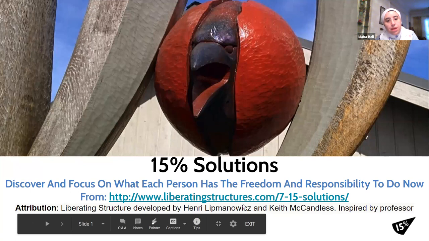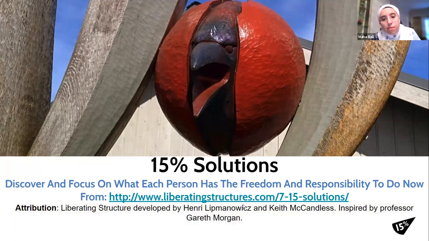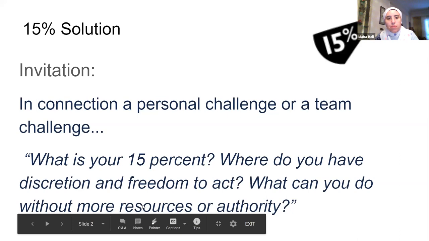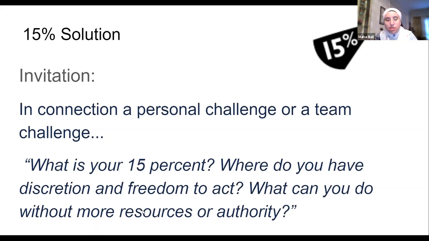It's developed by Henri Lipmanowicz and Keith McCandless, and it's inspired by a professor called Gareth Morgan. And the idea of it is, the invitation is to ask people to think about a personal challenge or a team challenge, depending on the context. What is your 15%? Where do you have discretion and freedom to act? And what can you do without more resources or authority?